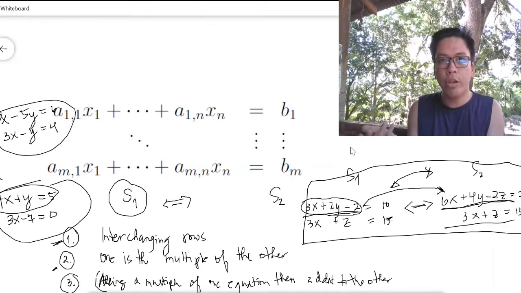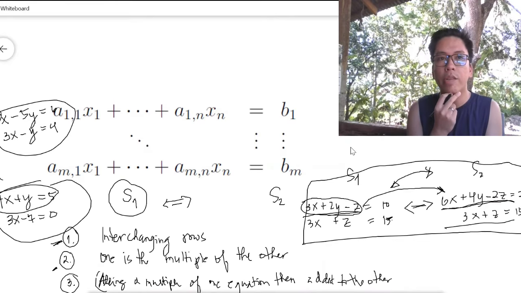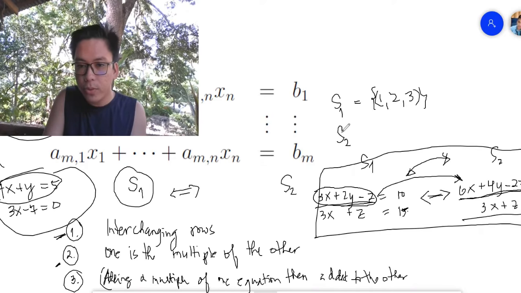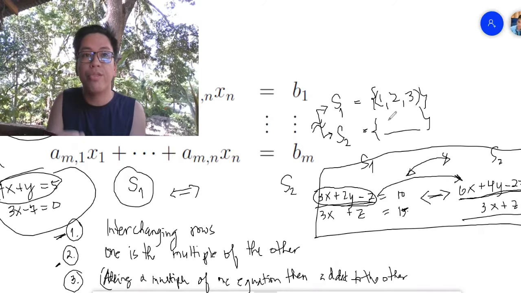So that's it. If you are wondering why we need to know the equivalence of two systems, it is simply because equivalent systems actually have the same solution. So let's say, for example, system 1 has a solution set of 1, 2, 3. Then, provided that system 1 and system 2 are equivalent, you should be expecting the same solution set, because they're actually equivalent to each other.